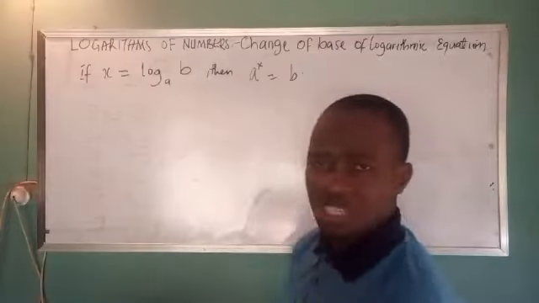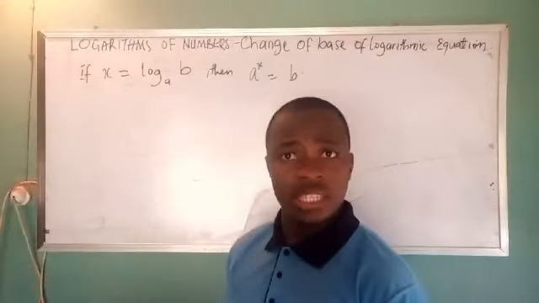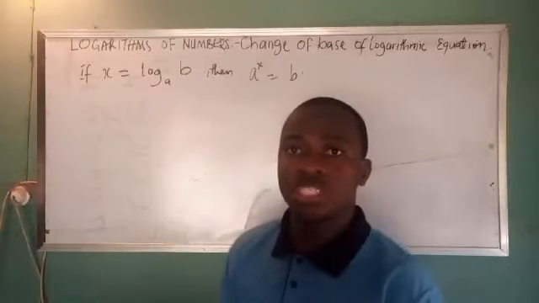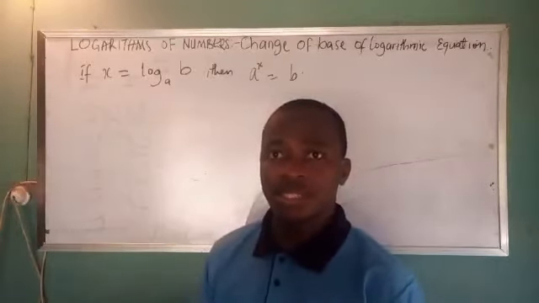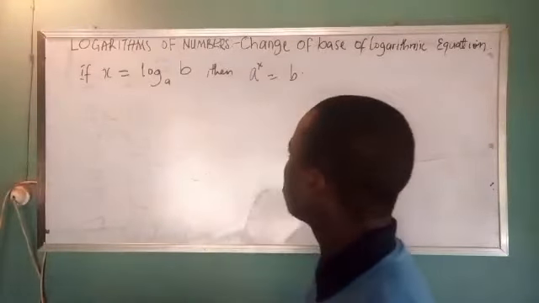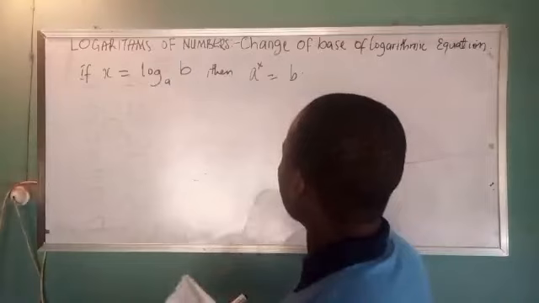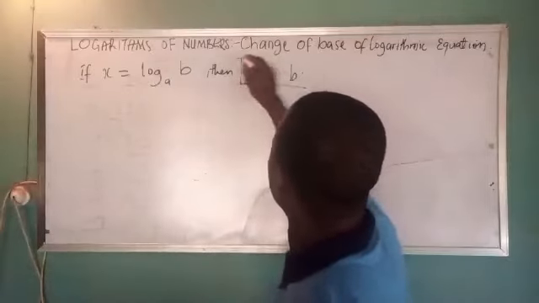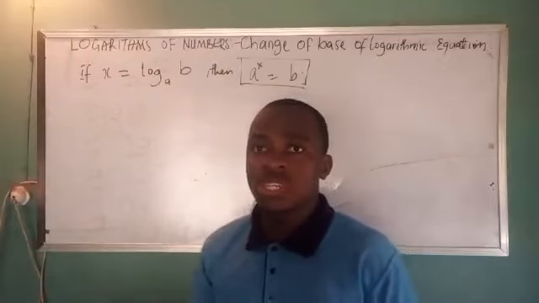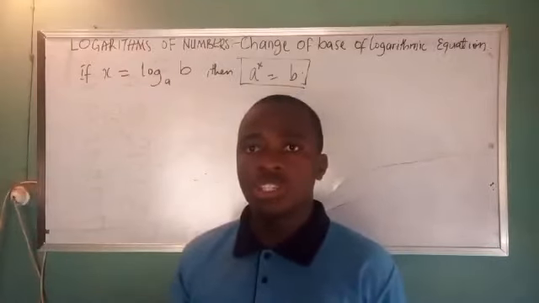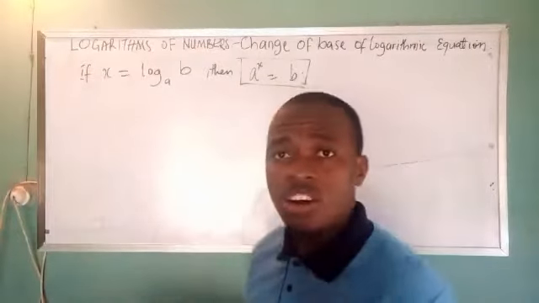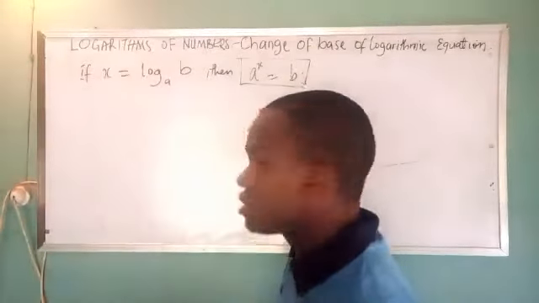Now looking at this, let's say we want to change the base entirely. Initially we have a as our base. So now I want to change the base to base c. So how are you going to do it? From this equation, a to the power x equals b, you introduce log of base c to both sides.